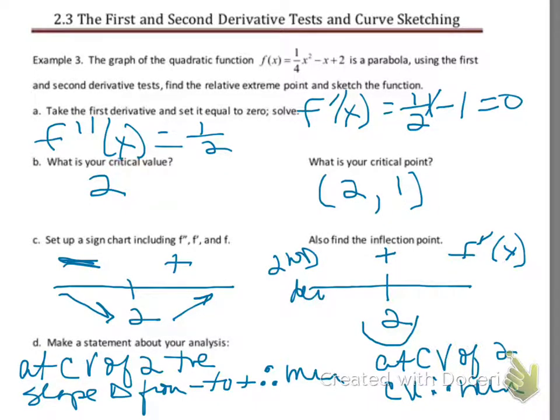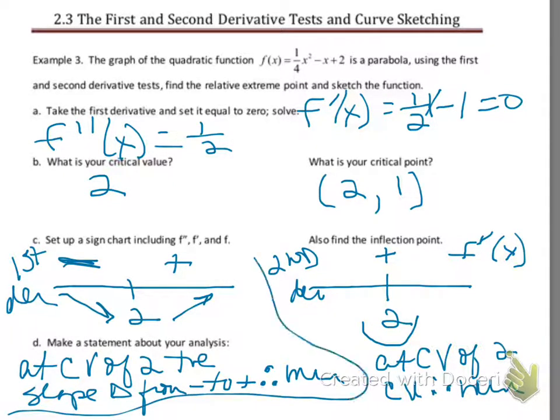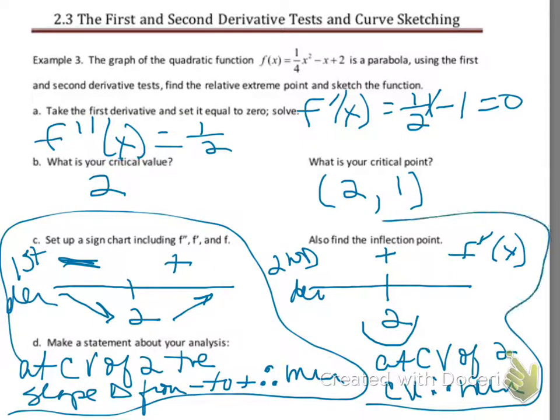So the second derivative test is this one to the right. The first derivative is this one. Don't forget, you always have to have a statement to go with it. You can't just show me a chart. You have to have a chart plus a statement, and both support each other. I have found by both the first derivative test and the second derivative test that I have a minimum point at (2, 1).